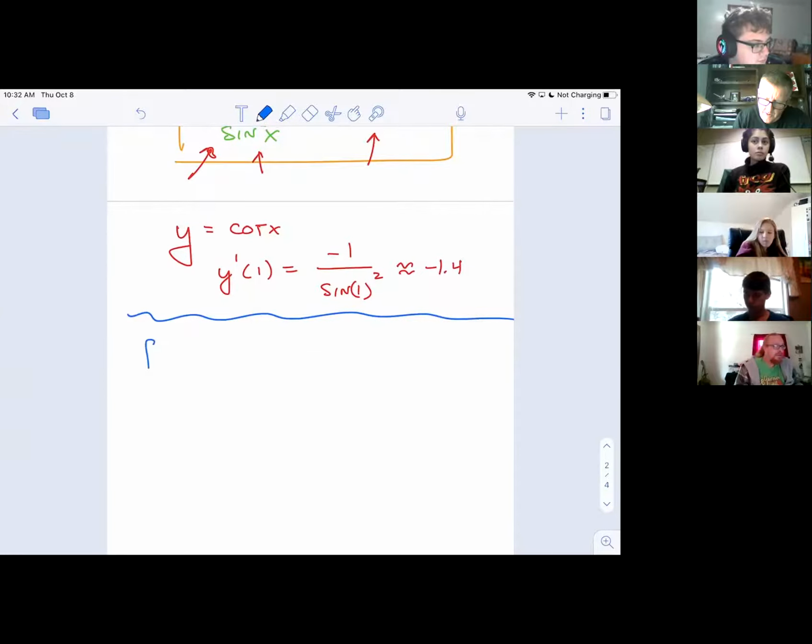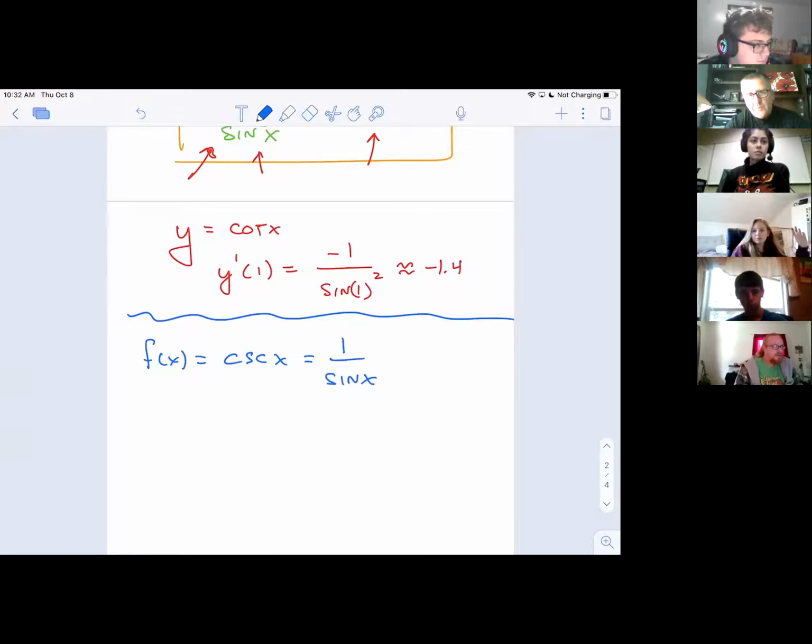Let's say the original graph is cosecant. I want to know, what is the slope formula for, say, cosecant? And I have no idea what to do, except for the fact that I can rewrite it as 1 over sine. And I know the derivative of sine, so now I can do it.